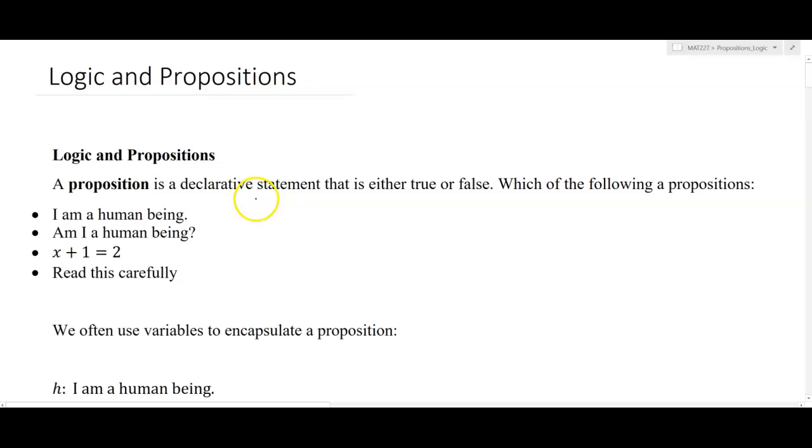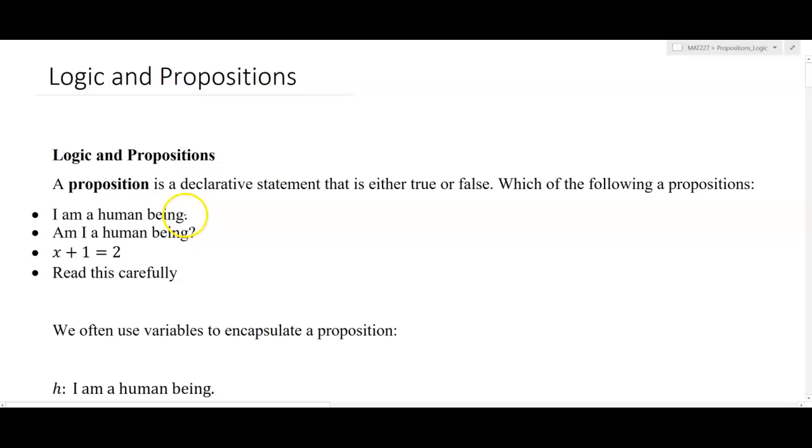So first of all, a proposition is a declarative statement that is either true or false. Whether it's true or false, though, is not important in terms of telling whether it's a proposition. If you can either say that the statement is true or false, it is in its own right a proposition. So which of the following are propositions, true or false?